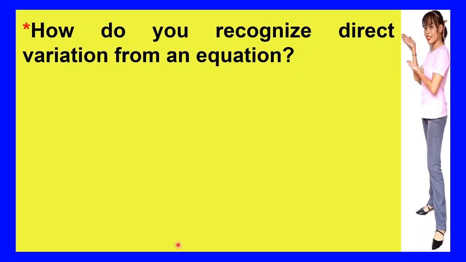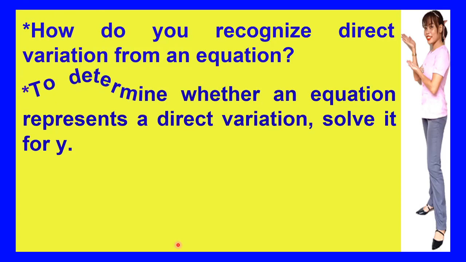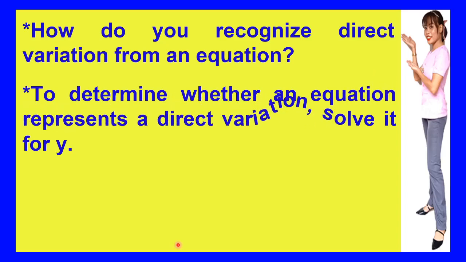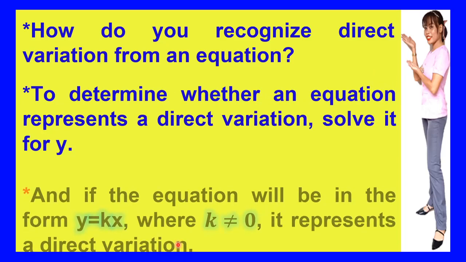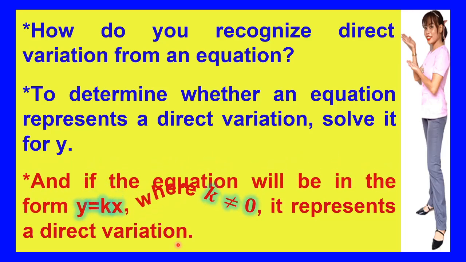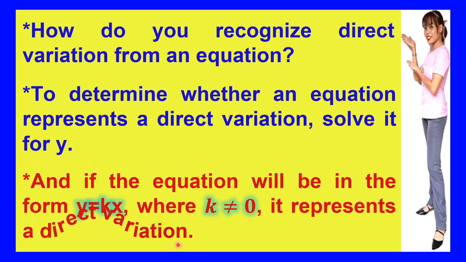And now let's proceed to recognizing direct variation from a given equation. And how do we recognize it? So we will have this one. To determine whether an equation represents a direct variation, solve it for y. And if the equation will be in the form of y equals kx, where k is not equal to 0, it represents a direct variation.